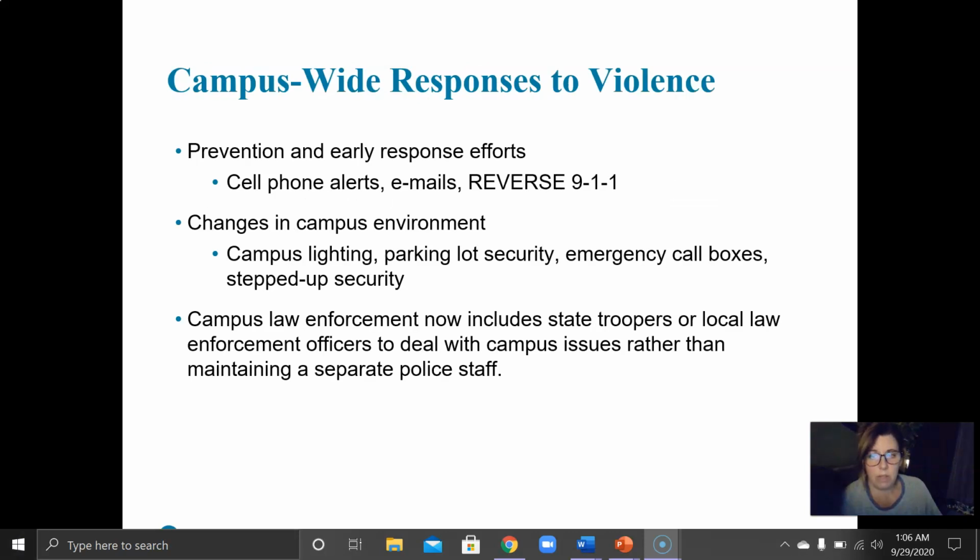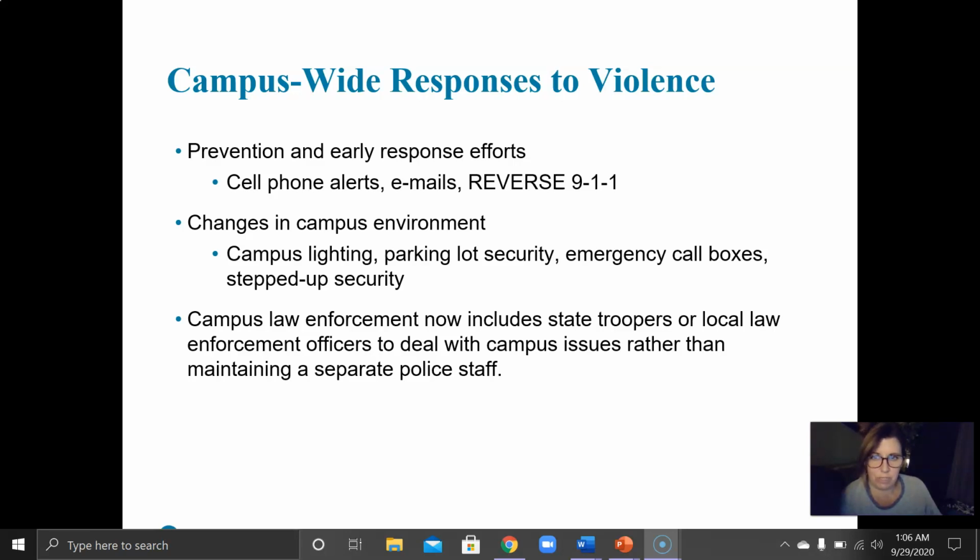So many college administrators have been proactive in establishing violence prevention policies, programs, and services on campus. Prevention and early response efforts include emergency messaging systems, email alerts, reverse 911 systems, and other things that are in place.